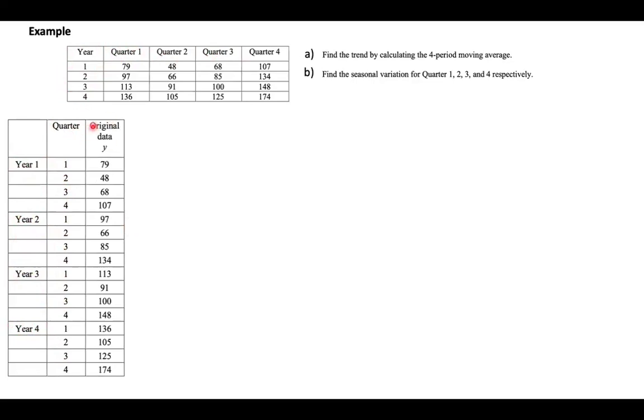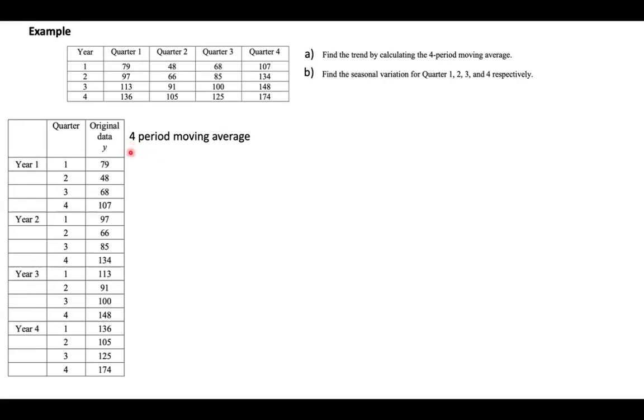Next, we put down the original data. So as I mentioned before, year 1, quarter 1, we have 79. So we put 79 here. Year 1, quarter 2, we have 48. So that's 48. Year 1, quarter 3, 68. And year 1, quarter 4, 107. So I think you get the idea. So you do it for year 2, year 3, year 4, and you just have to copy these numbers.